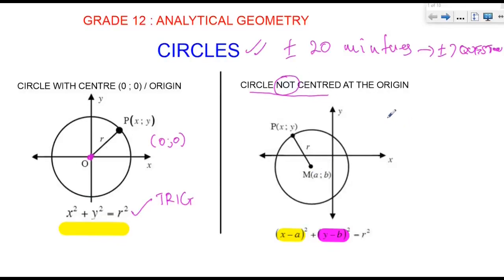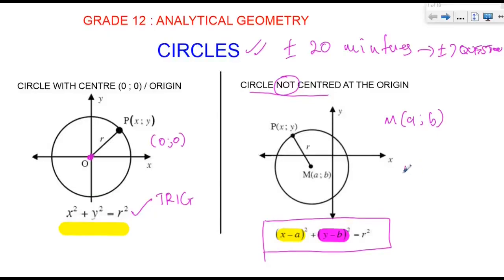So in this case, you have a center M, which is (a, b). The equation of your circle is given by this formula here: x minus a all squared plus y minus b all squared is equal to r squared. Very, very, very important to remember. It's x minus a all squared plus y minus b all squared.